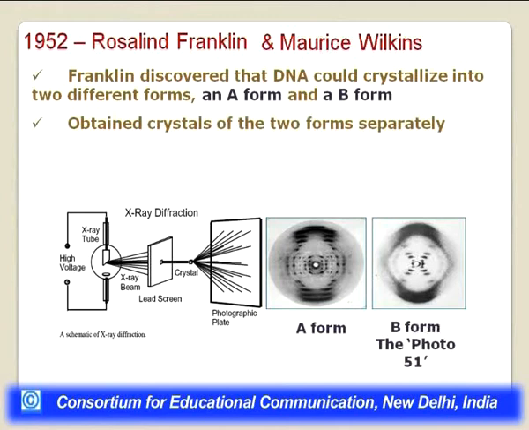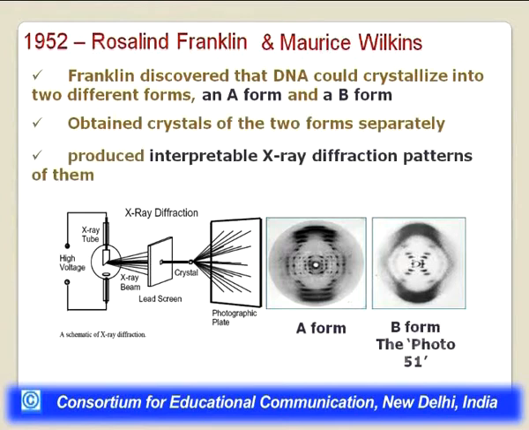She could obtain the crystals of the two forms separately, and they produced interpretable X-ray diffraction patterns. The X-ray diffraction technique basically involves X-rays being thrown onto the molecule, and the deflected X-rays are taken up on a screen, and they give rise to X-ray patterns such as those given for the A form and the B form. It's called Photo 51 because it became famous by that name, because it gave a very clear idea about what the structure of the DNA is.